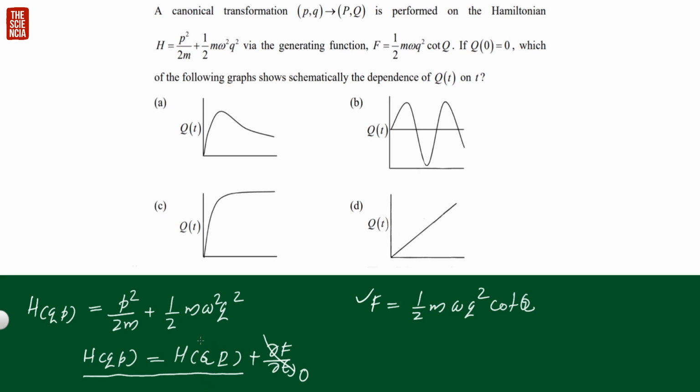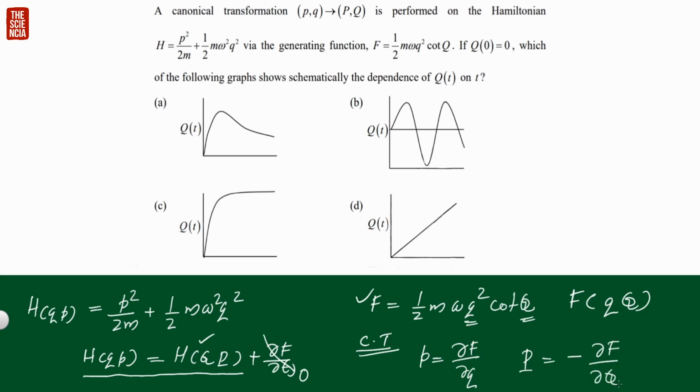So we get the Hamiltonian in the old coordinate system is equal to the Hamiltonian in the new coordinate system. To find the Hamiltonian in the new coordinate system, we have to find the canonical transformation equations. Through these canonical transformation equations, we can transform the old coordinates to new coordinates. So what are the canonical transformation equations here? You know this generating function F is a function of small q and capital Q. That is, small p is equal to dou F by dou q, and another one is capital P is equal to minus dou F by dou Q.